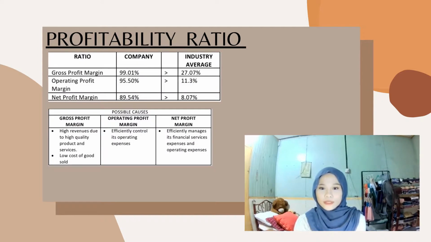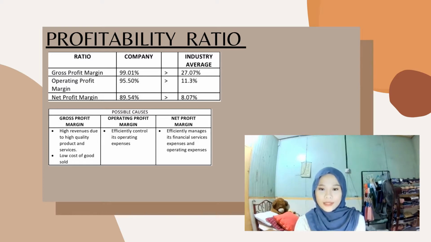Moving on to the profitability ratios. The gross profit margin, operating profit margin, and net profit margin of the company are all much higher than the industry average. The possible causes for high gross profit margin are that the company may have high revenues due to high quality products and services. They also may have low cost of goods sold by efficiently controlling its labor costs, material costs, and production wastage. A high operating profit margin is due to its efficiency in controlling its operating expenses, which resulted in low operating expenses, while a high net profit margin indicates that the company efficiently managed its financial expenses and operating expenses.